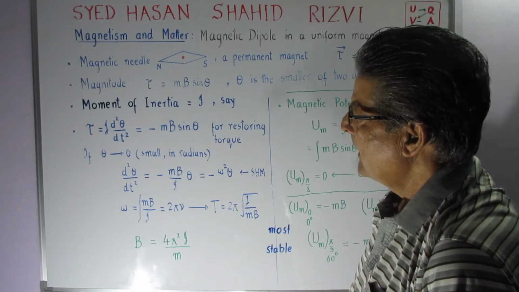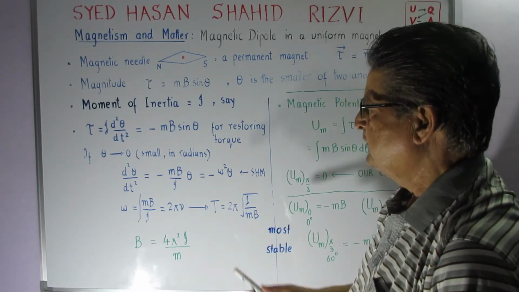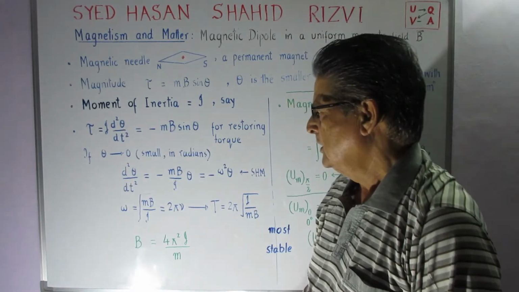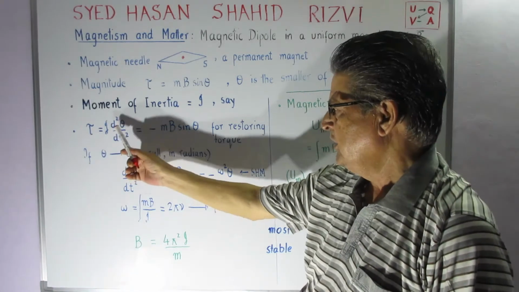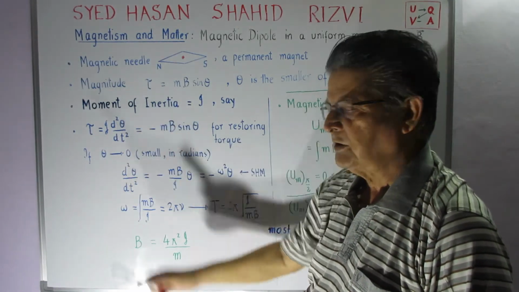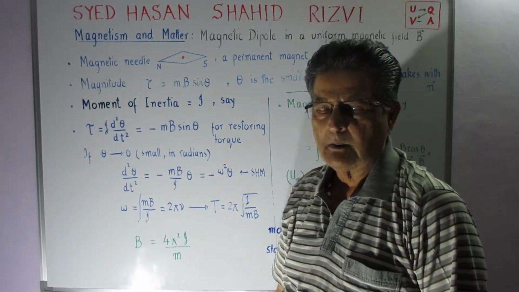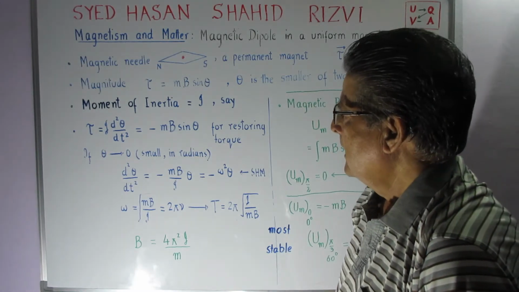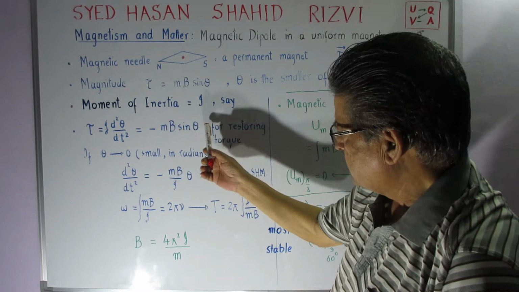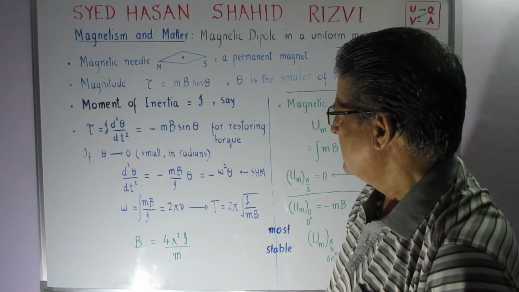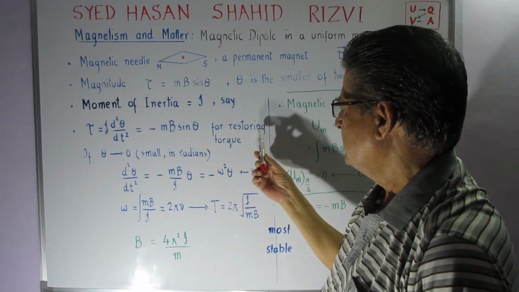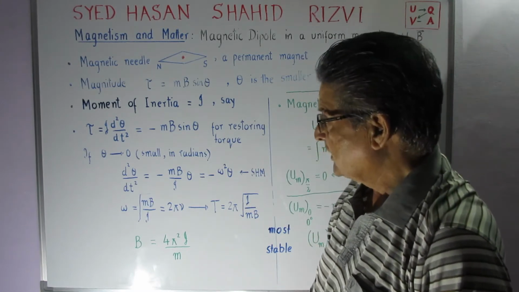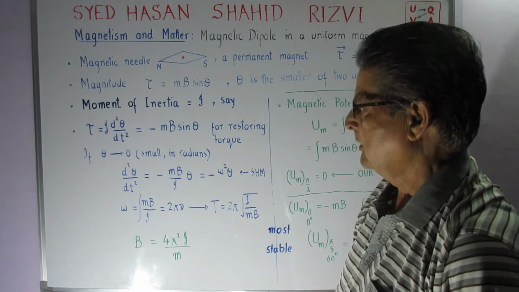So, as a result, if we recall the definition of torque, it is equal to the moment of inertia into d2 theta upon dt2, just like force is equal to mass into d2x upon dt2. This is equal to minus mB sine theta. This minus sign is indicative of the restoring torque, not the deflecting torque, but the restoring torque.